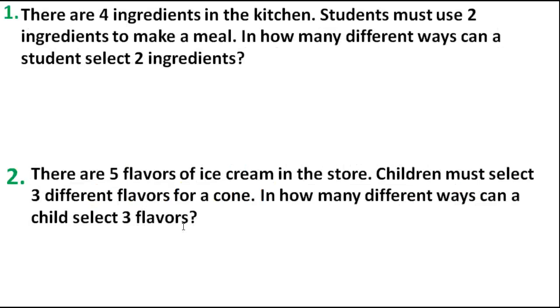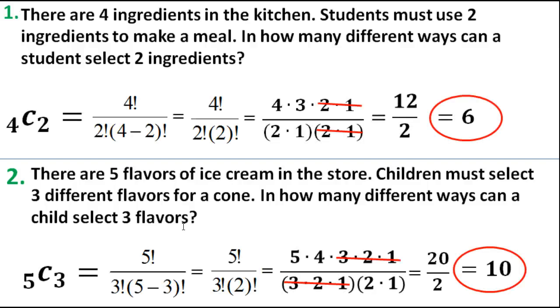All right, now let's have you try one. Here are 2 questions. Go ahead and do these 2 questions. After you've completed them, push pause, and then come on back. All right, here we go. You should have ended up with 6 as your answer on this one and 10 as your answer on this one. Order does not matter. Ingredients, we're just choosing the ingredients. We're not actually mixing them in yet, so order doesn't matter. And then flavors of ice cream, you're going to eat them. Order really doesn't matter in that. You're not choosing your favorite. You're just choosing 3, essentially.